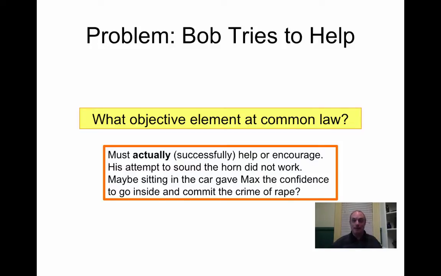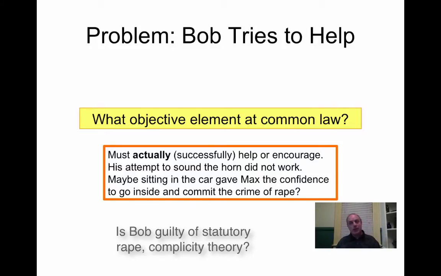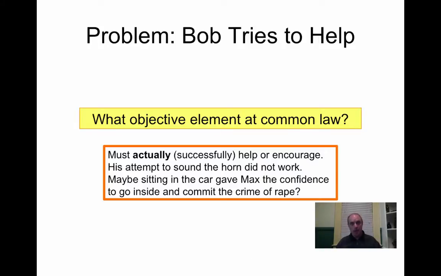So what's going to happen here? First, let's ask, is Bob guilty of rape through an accomplice theory at common law? First, let's think about the objective element at common law. Bob actually has to help or encourage. Typically at common law, he has to be successful. So if he's trying to blow the horn and it didn't work, then he's not helping.